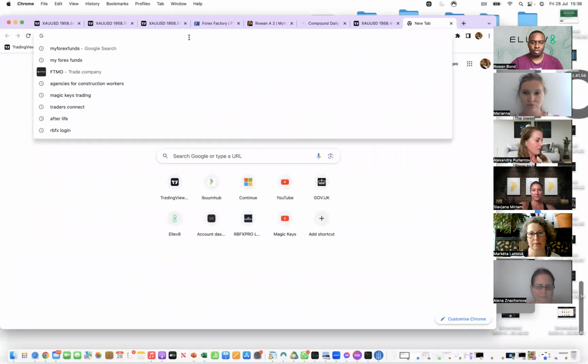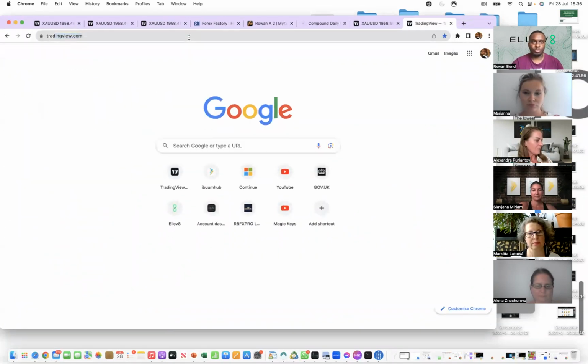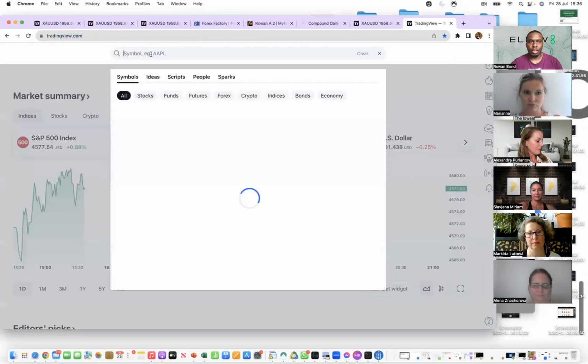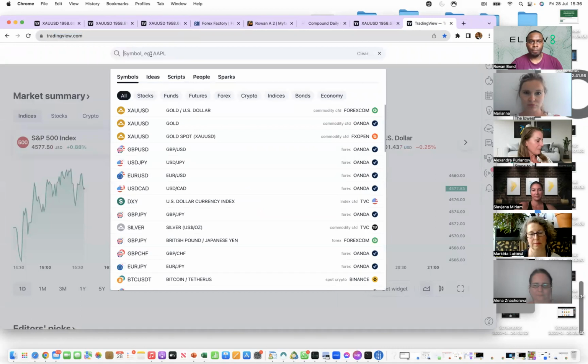So I'll show you here. So you go to tradingview.com and the currency pair that I trade myself, this is the only one I trade, is the US dollar versus gold.